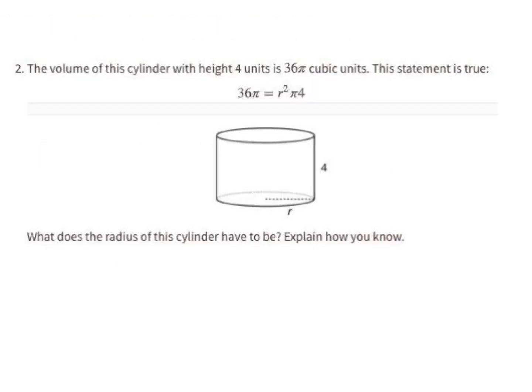All right, let's read number 2. It says the volume of the cylinder with height... Oh, this is a little different. We have a height of 4 units, and this is the volume of 36 pi. And then they gave us this statement. And then we are trying to find out what the radius is. What does the radius of the cylinder have to be?